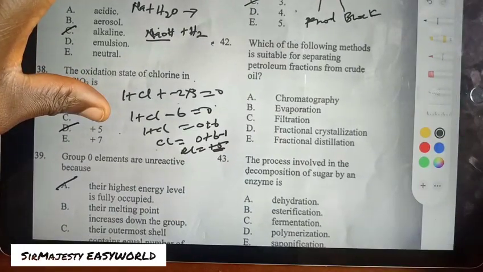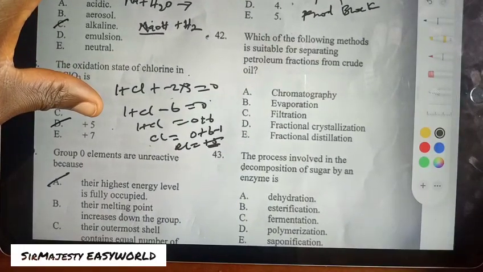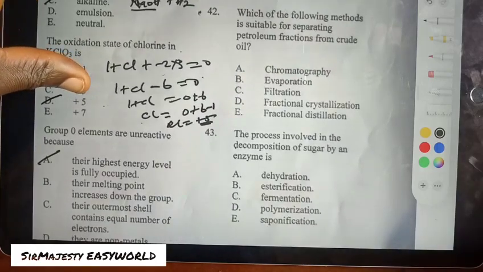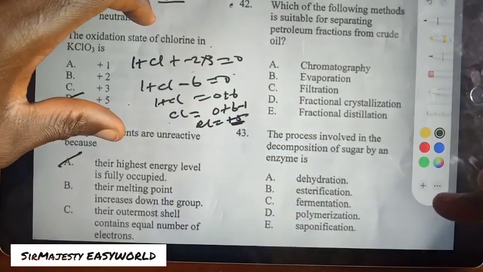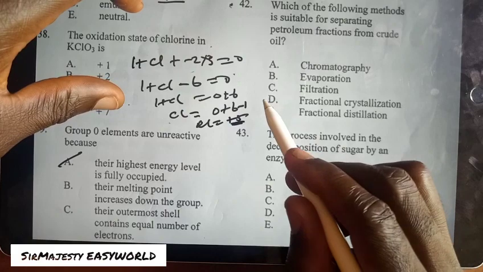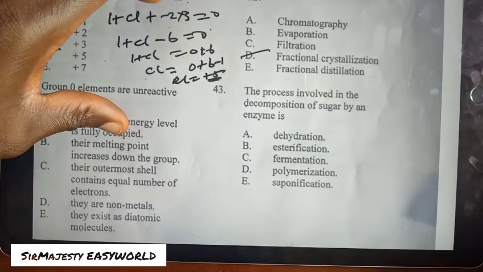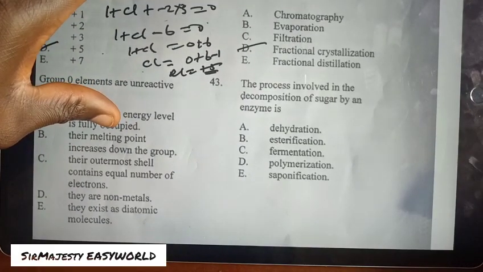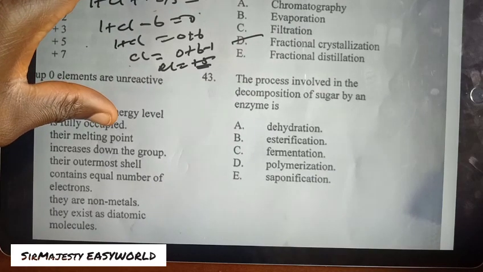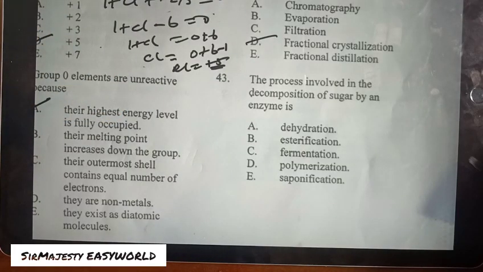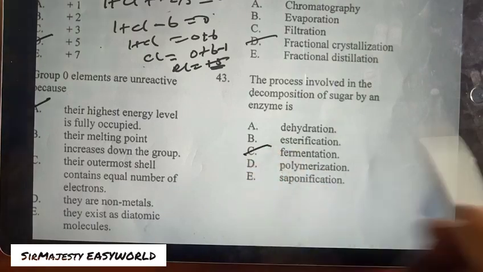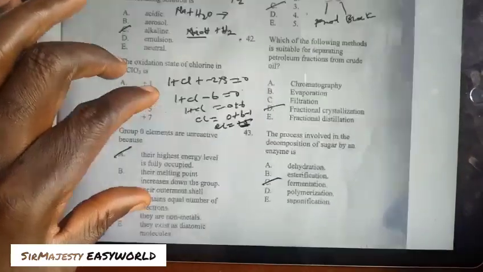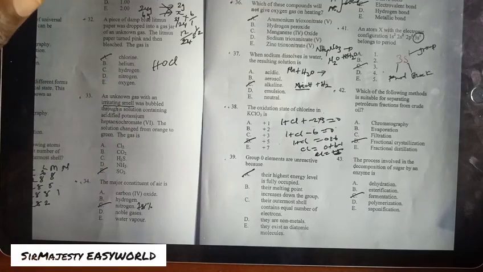Which of the following methods is suitable for separating petroleum fractions from crude oil? It's simple, fractional distillation. Why? They are miscible and they have different boiling points, and they are good enough to be separated by that method. The process involved in the decomposition of sugar by an enzyme. If sugar is decomposed by an enzyme, no. Dehydration, no. And yeah, it's going to be called fermentation. So we go to question number 44.